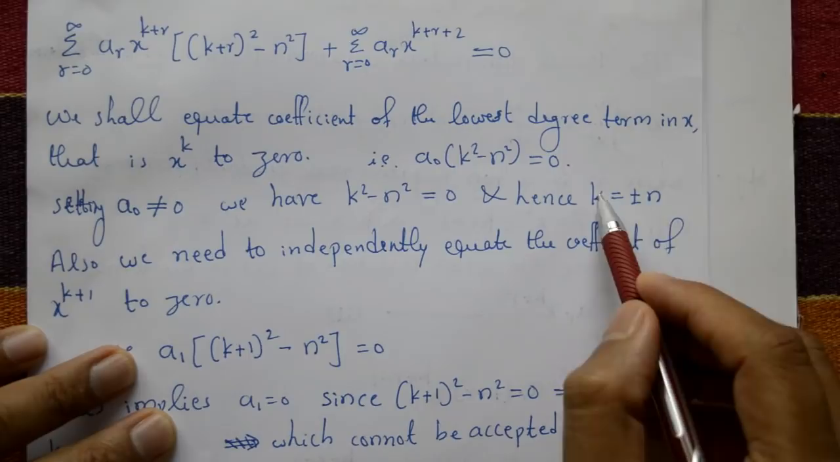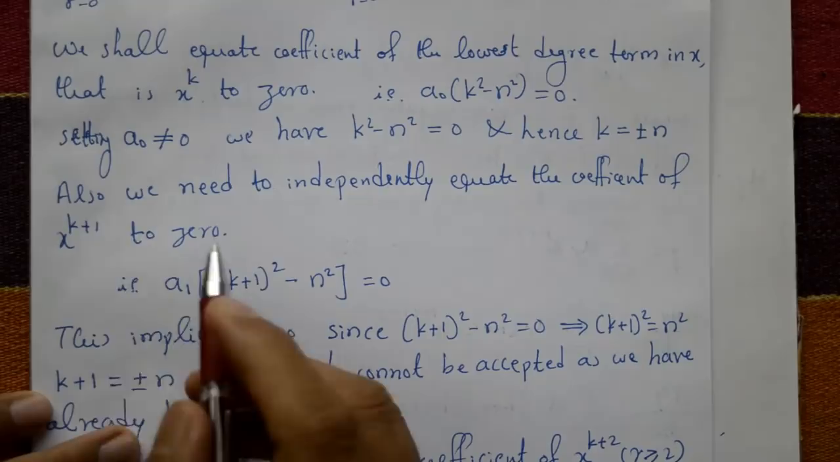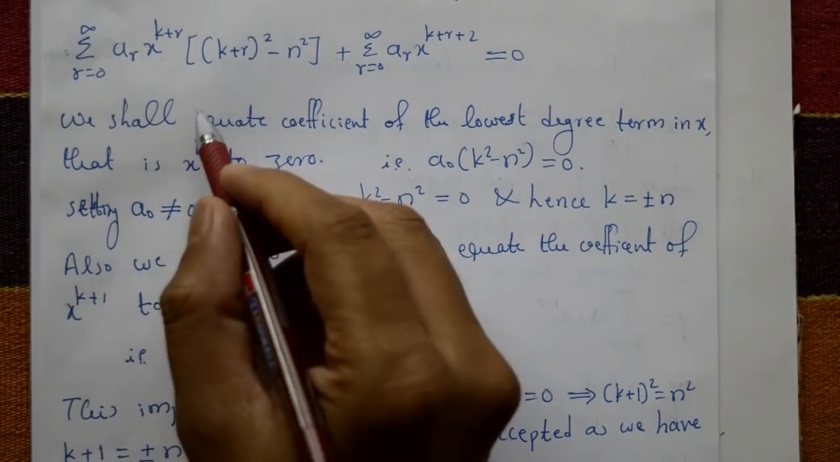Also, we need to compute independently, equate the coefficient of x to k plus 1 to 0. Means take r is equal to 1. This is x to k plus 3, this is x to k plus 1. Taking the coefficient of only x to k plus 1 means only the first term, this term.